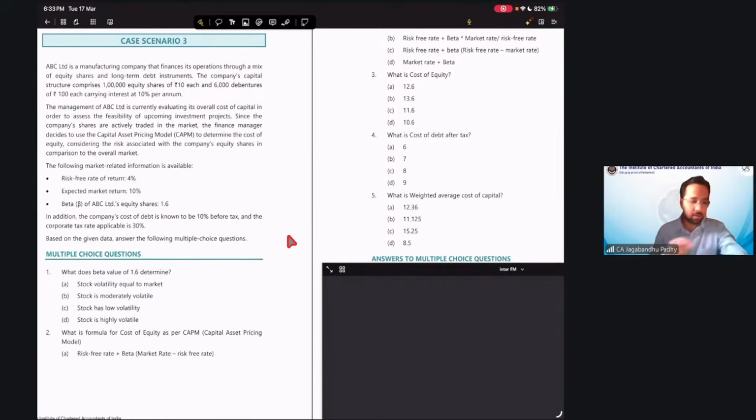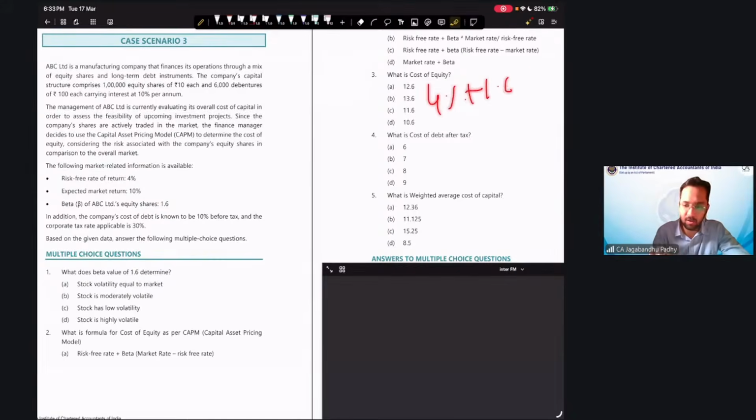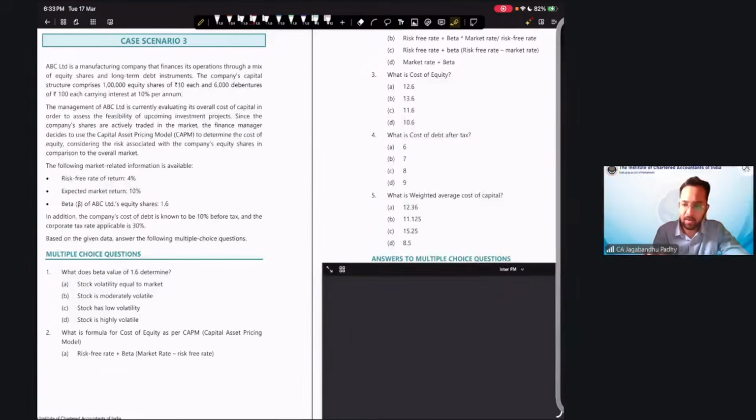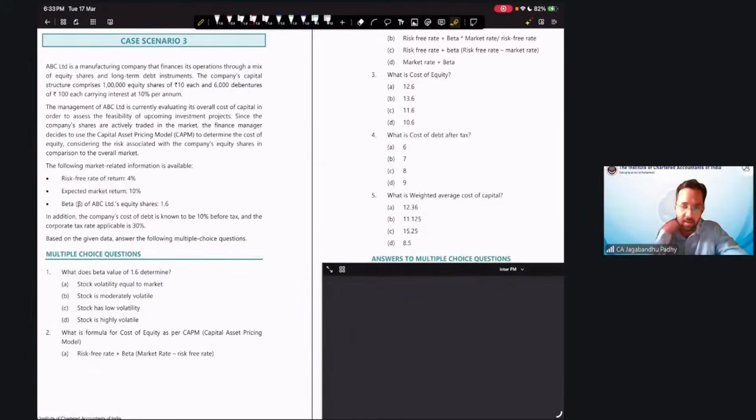Now, for cost of equity, we have the risk-free rate as 4%, right? Expected market return is 14 and beta is 1.6, right? So that's going to be simply 4% plus 1.6 into (10 minus 4), right? So that gives us answer as what? 10 minus 4 is 6, 6 into 1.6 plus 4%. So answer is B. Is it 13.6?